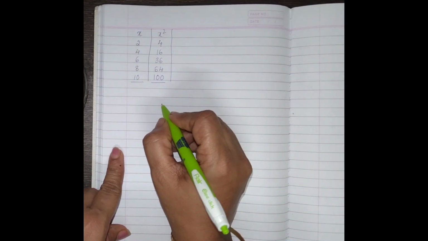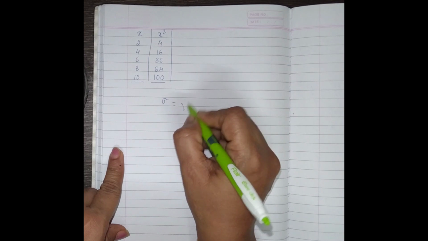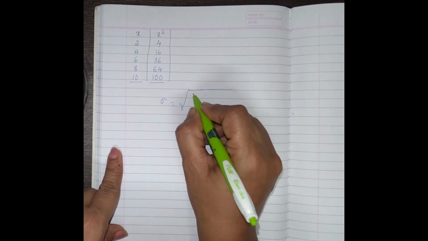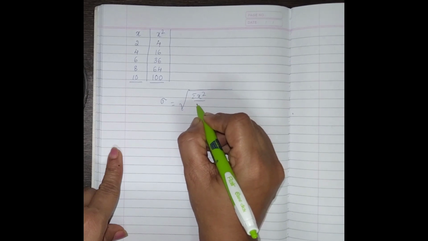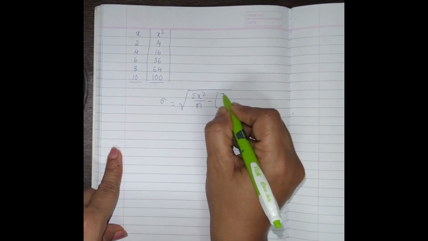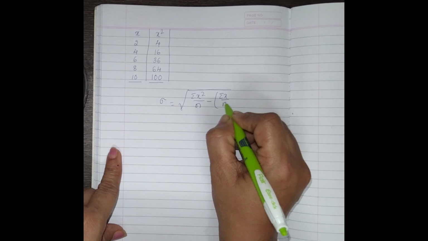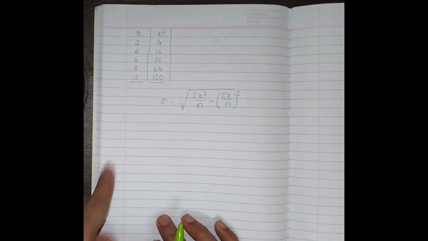Then the formula is sigma is equal to the square root of summation of x square divided by n minus (sum of x divided by n) whole square. This is the formula.